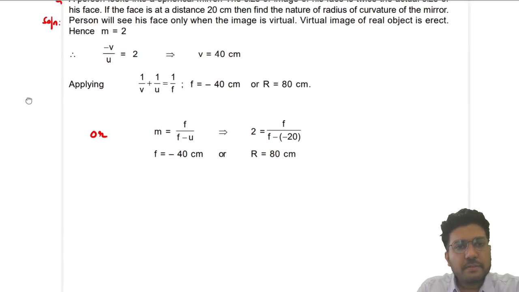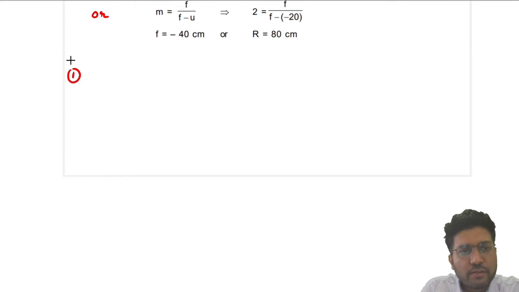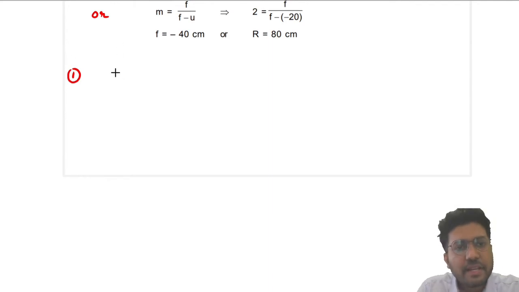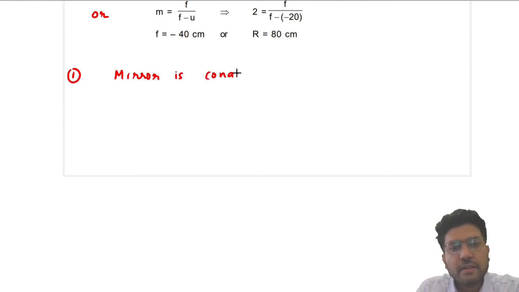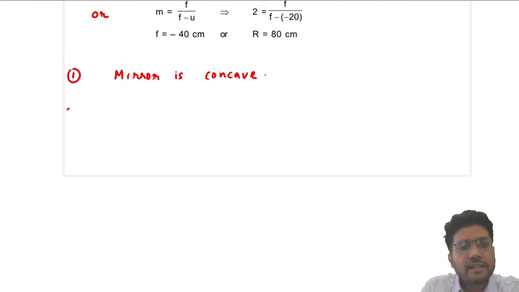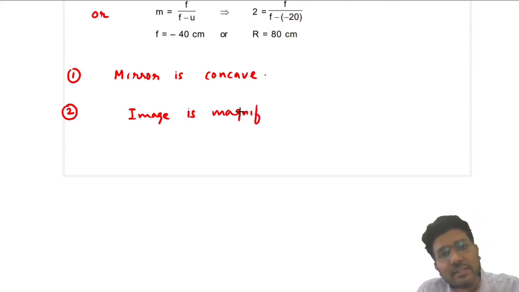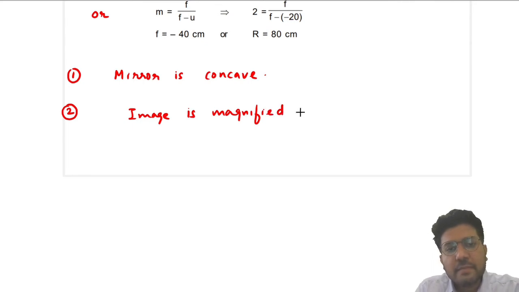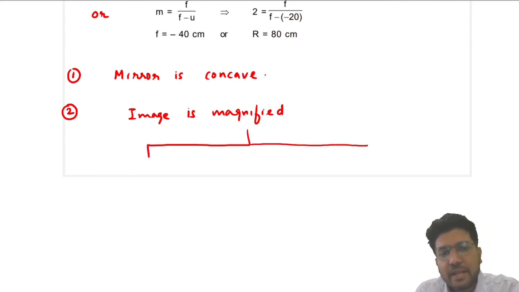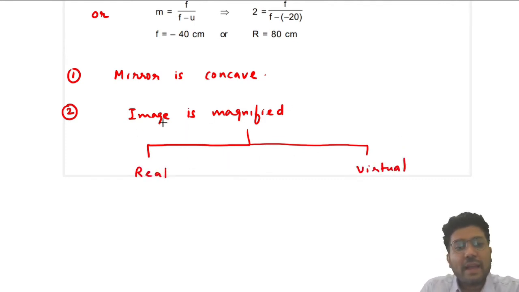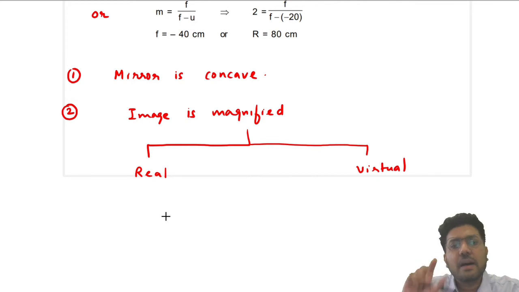Now the first thing that we have got from the data given in the question is that the mirror is concave, right? Second thing is the image is magnified. Now a concave mirror can form a real magnified image as well as a virtual magnified image. So the magnified image can be real or virtual. Now magnification they have given as 2, because the size of the image of his face is twice the size of the object. That means the magnification is 2.